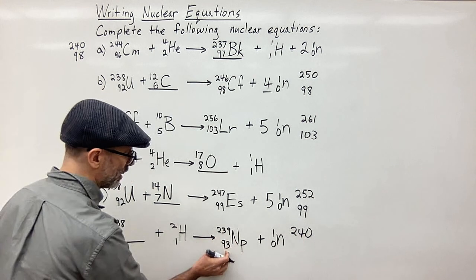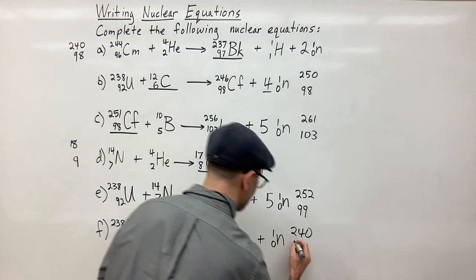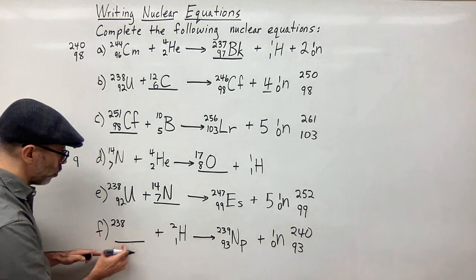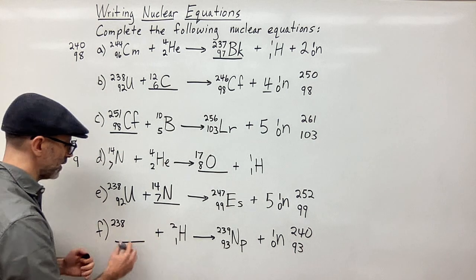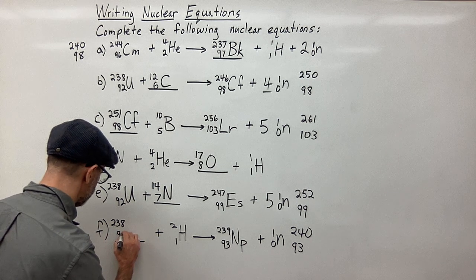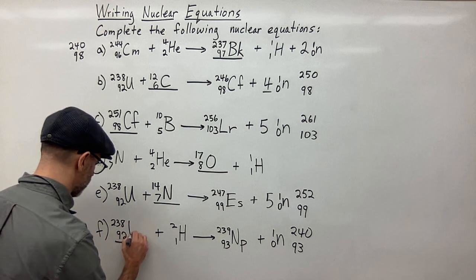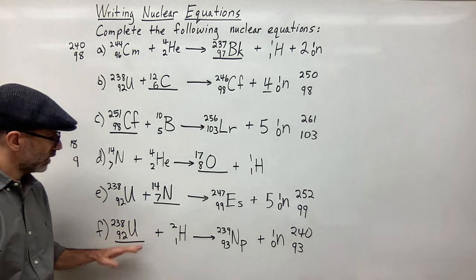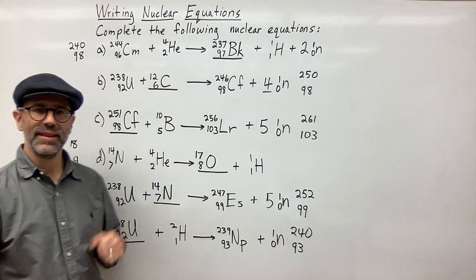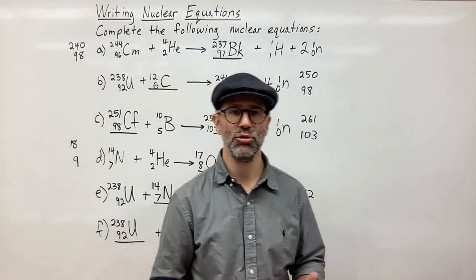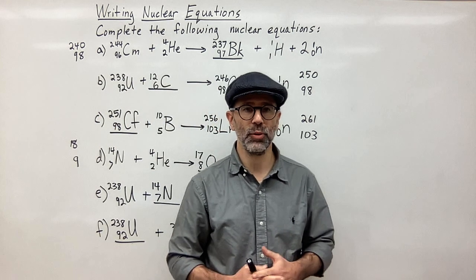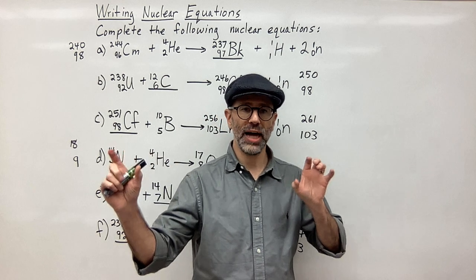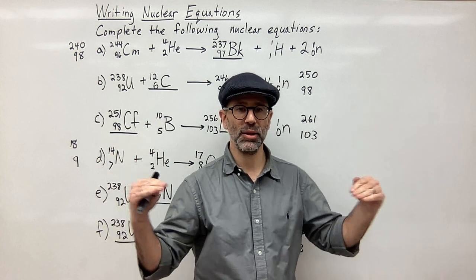Okay, here I have 93 plus 0 gives me 93. And so on this side, I have something plus 1 gives me 93. Well, what plus 1 gives me 93? 92. And look at that. We have uranium. So uranium-238 is the missing piece. And that, ladies and gentlemen, is how you do these sorts of problems with your nuclear equations. It's all about balancing the numbers. The total on both sides should be equal for the top and the bottom.